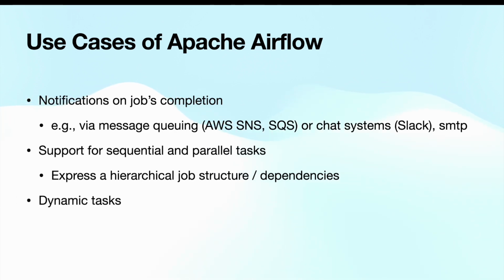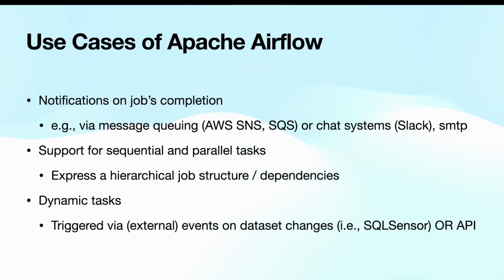And we also have dynamic tasks, which is the possibility to trigger our tasks via external events, for example, or internal events, like I said before. External events in this context could be dataset changes. There are sensor components, for example the SQL sensor, an object in Apache Airflow which observes datasets, detects changes, and reacts upon them, triggering these jobs, the tasks. But we also have the possibility to execute API calls.